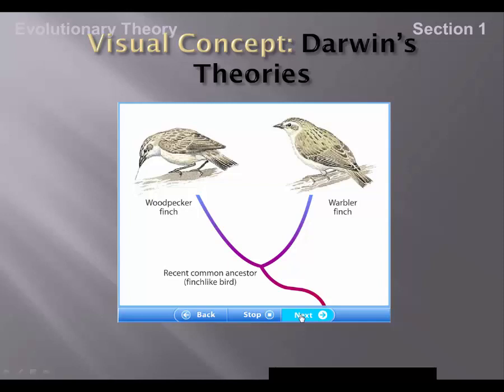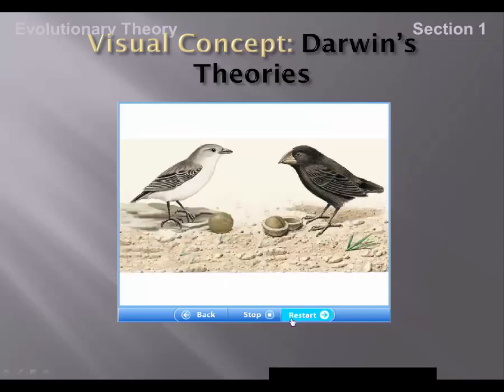The first part states that newer species, like the finches Darwin found, are modified descendants of older species, like the finches' common ancestor. The second part states that organisms that are best adapted to their environment are more likely to survive and reproduce.